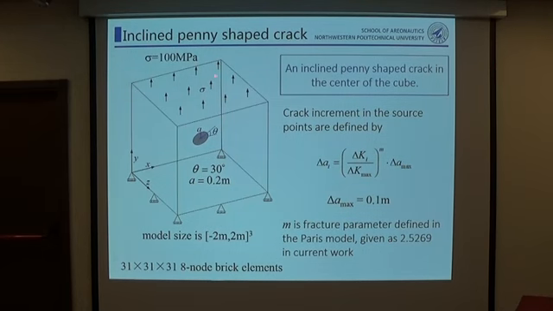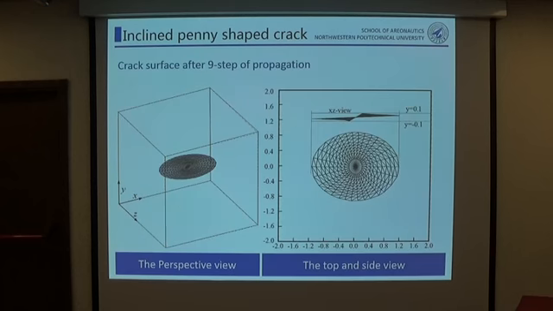And the next example is an inclined penny-shaped crack in a cube. And this is the angle and the size of the initial crack and the size of this model. The crack growth is controlled by the Paris law in the K-dominant form, and the maximum crack increment on the source points is supposed to be 0.1 meter. This is the crack surface after 9 steps of propagation, and the right one is the crack size in each step.